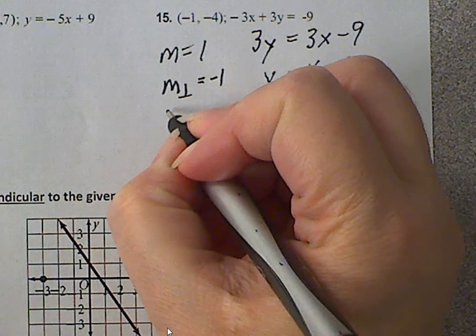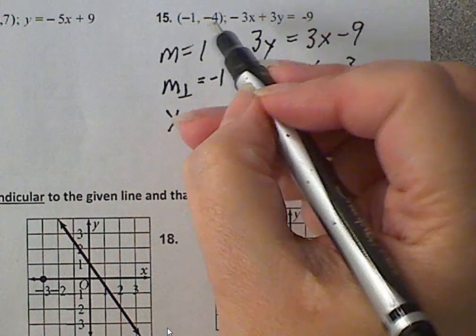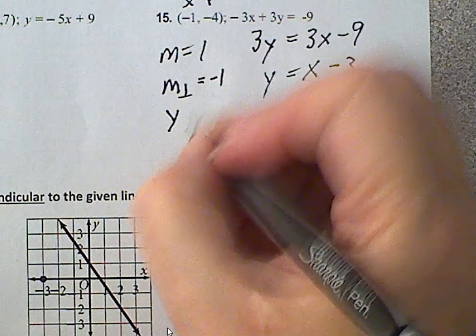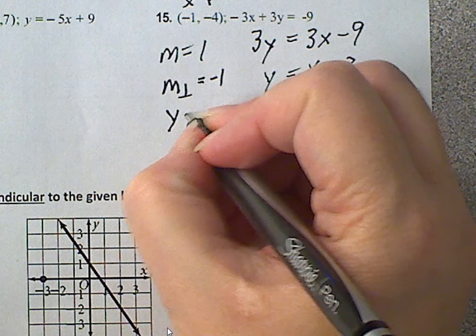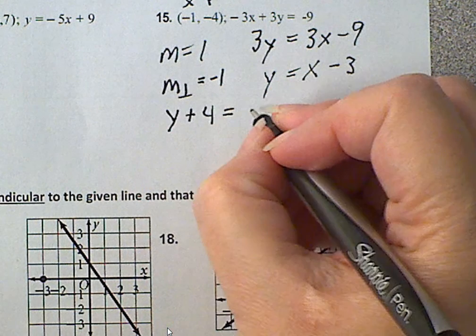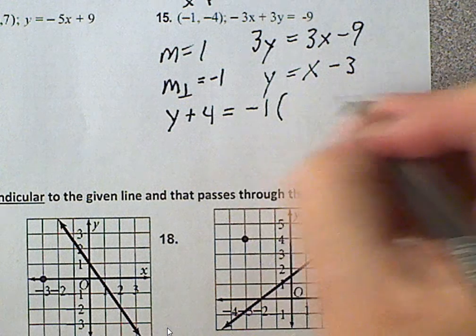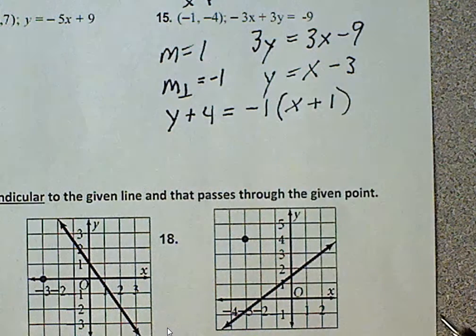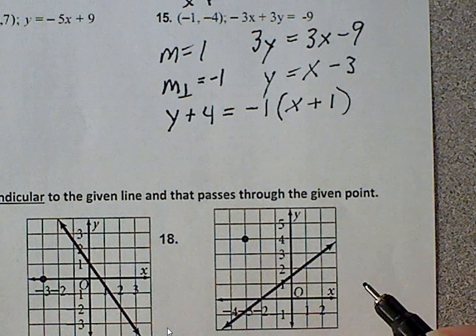Y, this is my y, this is x, that's y. So I have y plus 4 is equal to my slope of negative 1 times x plus 1. What's my next step, ladies and gentlemen?